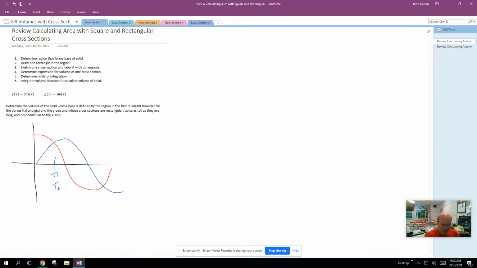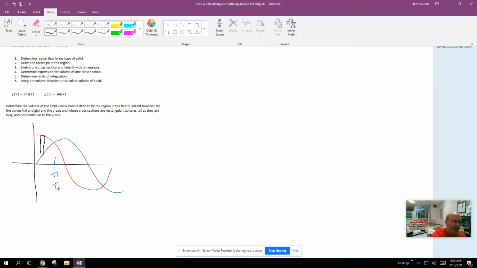So now I'm going to draw one rectangle inside. Not a very good rectangle. I'm using my mouse there. Pretend that's a rectangle. Remember, the width is dx, and the length of the rectangle is going to be f of x minus g of x.